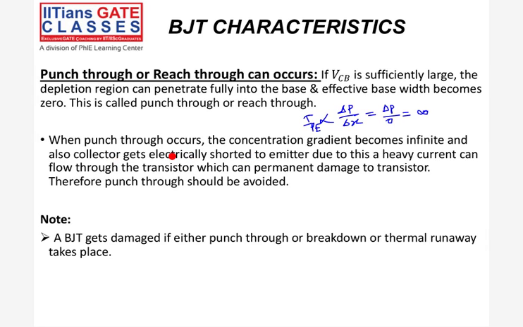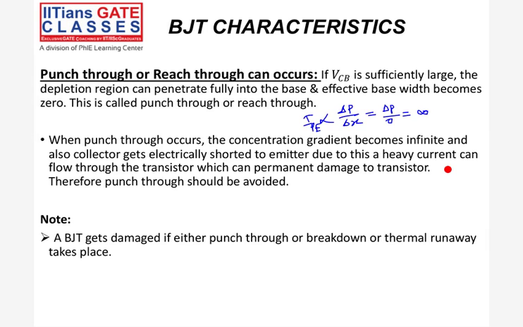So the collector gets electrically shorted to the emitter. It is not physically shorted, but it is electrically shorted. Due to this, a heavy current can flow through the transistor, which can permanently damage the transistor. Therefore, punch through should be avoided always. There should not be any punch through in a transistor.